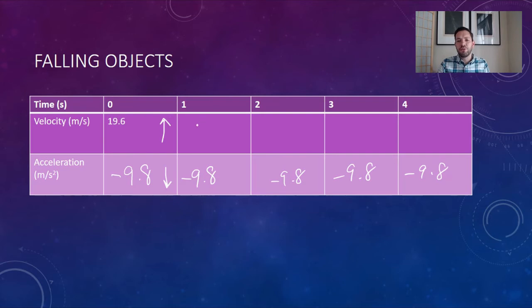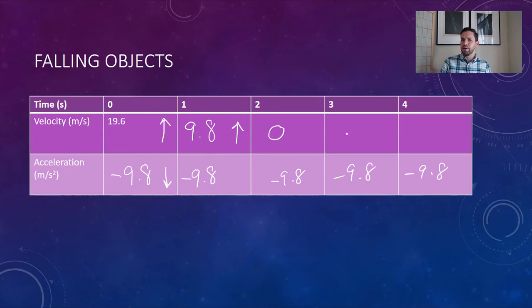Okay, so all we need to do to fill in the rest of this table is just understand that the velocity is going to decrease by 9.8 meters per second every second. So it's starting off going up at a velocity of 19.6 meters per second. After 1 second, it's 19.6 minus 9.8, so this is positive 9.8. So it's still going upwards. It's still traveling up, but it's starting to slow down. All right, at 2 seconds, 9.8 minus 9.8, its velocity is 0.